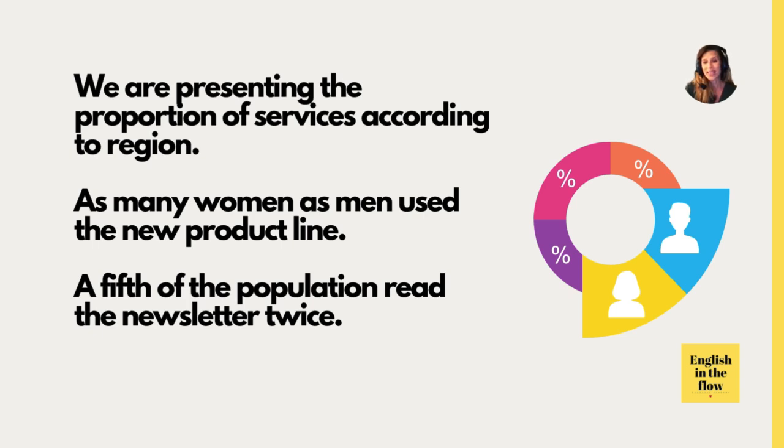Now this example has all same proportions, but we could say we are presenting the proportion of services according to region to present the bar chart. And then we can compare parts between them. For example, as many women as men used the new product line when something is fairly the same. Or when the proportion is different, we can again use the percentages or say simply a fifth, a third, half of the population read the newsletter twice.